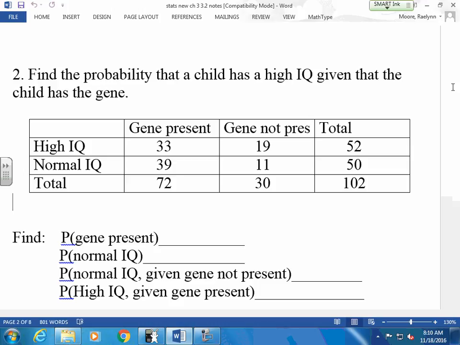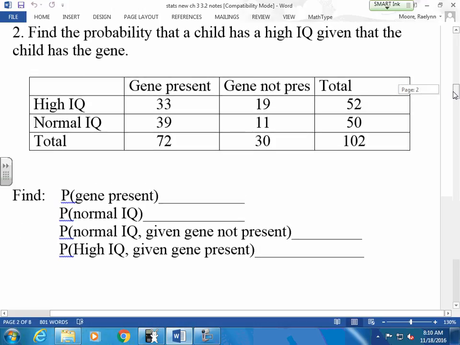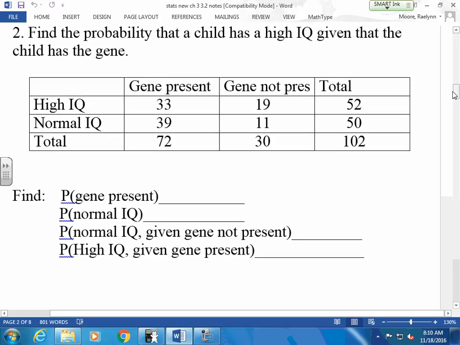Can you see it okay? These totals will add down this way, and they add across this way. And both row and column total to this total number. 102 is the total between these 2 and these 2. So we're checking to see if the child has a high IQ and if their gene is present or not for this particular IQ thing.